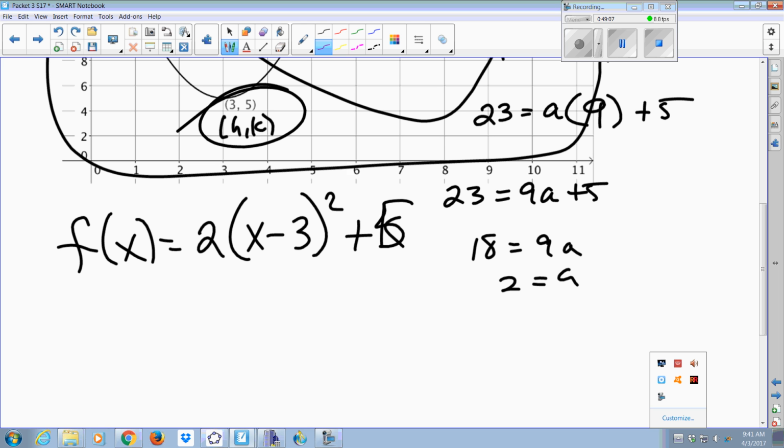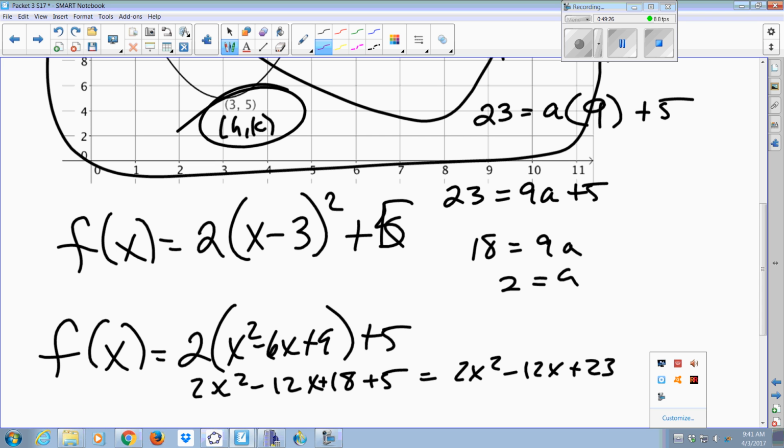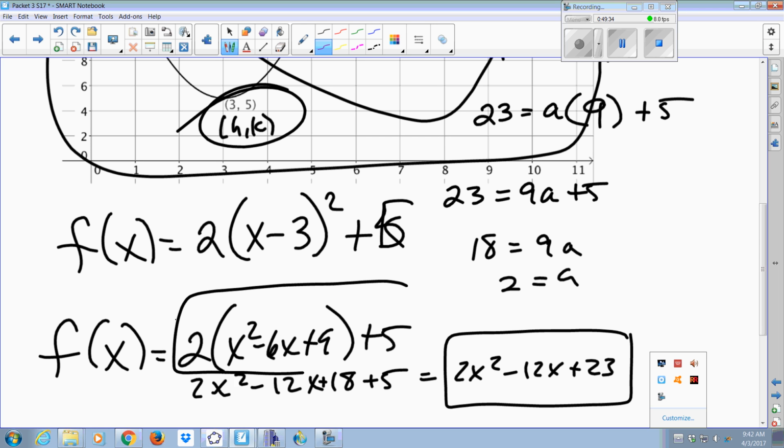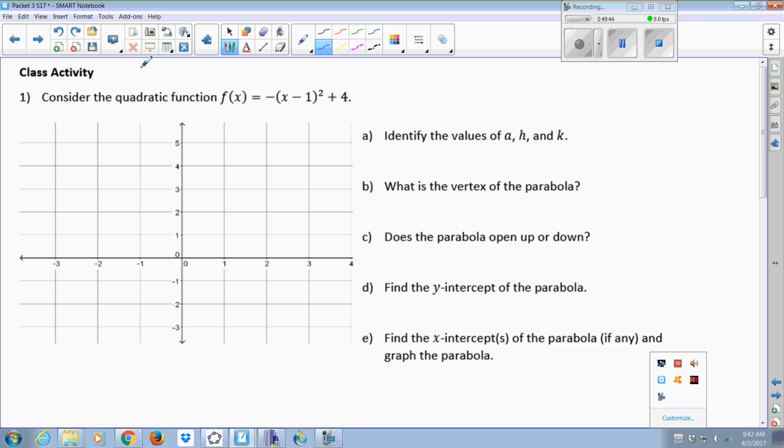And then to put it back in the other form, I square it. x squared minus 6x plus 9. 2x squared minus 12x plus 18 plus 5. 2x squared minus 12x plus 23. So you can see the A values are exactly the same in both forms. This is your general form. This is your standard form. Whoops, this is your standard form. You can go from one to the other. They both give you different information. Okay, now you're ready to start your class activity.